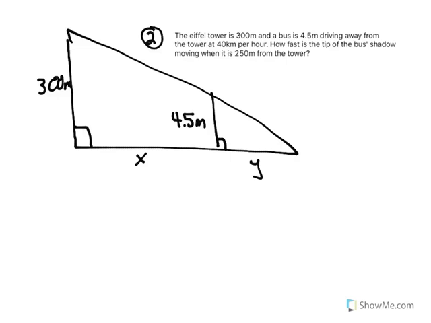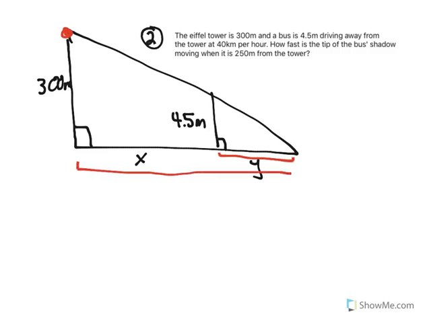For number 2 on this exam, it's actually a quick correction here, but basically the Eiffel Tower is 300 meters high and there's a bus that's 4.5 meters high. It's looking for the shadow. You can even imagine a light on top of the Eiffel Tower and it casts a shadow here, we'll call that y. We're looking for how fast is the tip of the bus's shadow moving.